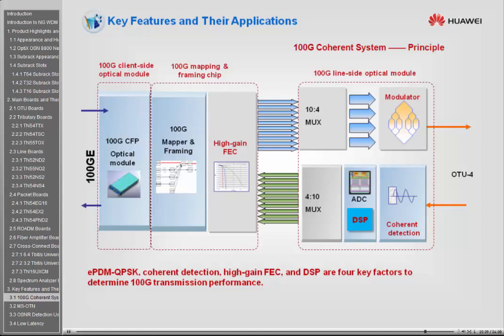At the transmit end, 100G signals are mapped and framed into OTU4 signals after they undergo EPDM QPSK modulation and HFEC or SDFEC processing. At the receiver end, coherent detection technology is used. Specifically, the receiver uses a local oscillator to generate a laser light that has the same frequency as the received signal. Through the interference between the laser light and the received signal, the receiver recovers the amplitude, phase, and polarization of the received signal. Besides, the coherent receiver uses an analog-to-digital converter and digital signal processing technologies to compensate CD and PMD in the fiber line and finally recovers the original signal.